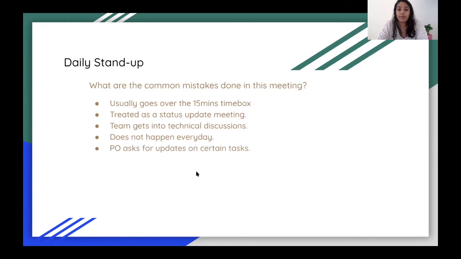The other thing is the PO asks for certain updates. So this is again something I've noticed. The product owners tend to ask questions regarding tasks. You're like, hey, what is happening in this task? When will this get done? When will you start this ticket, etc. The one thing as a product owner you need to be aware of is the team has 2 weeks to complete the task. So you should not be pressuring them to finish it before that given timeline.